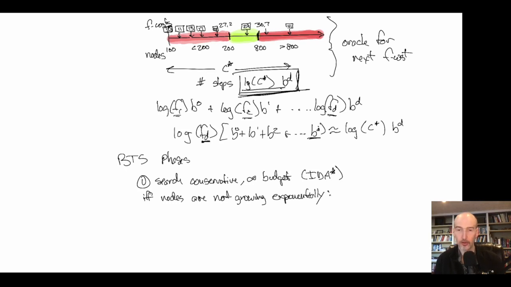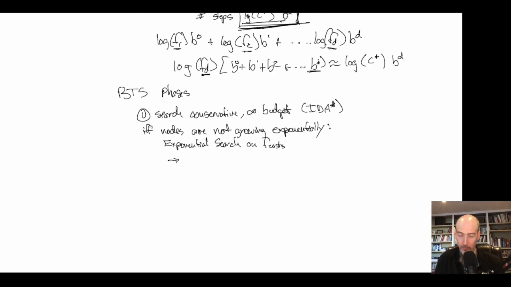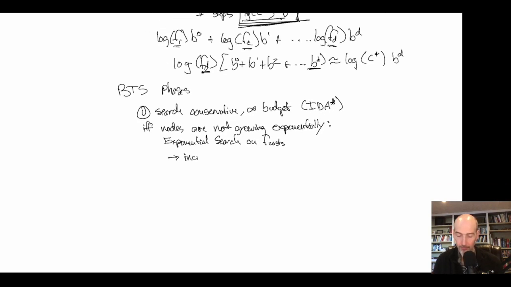If and only if the nodes are not growing exponentially, then what am I going to do? Then I'm going to do this exponential search, and we're doing an exponential search on f costs. We're going to search over different f costs. We're going to increase the f cost, and there's two stages to this. We're going to increase f exponentially, and now we're going to keep a constant budget.